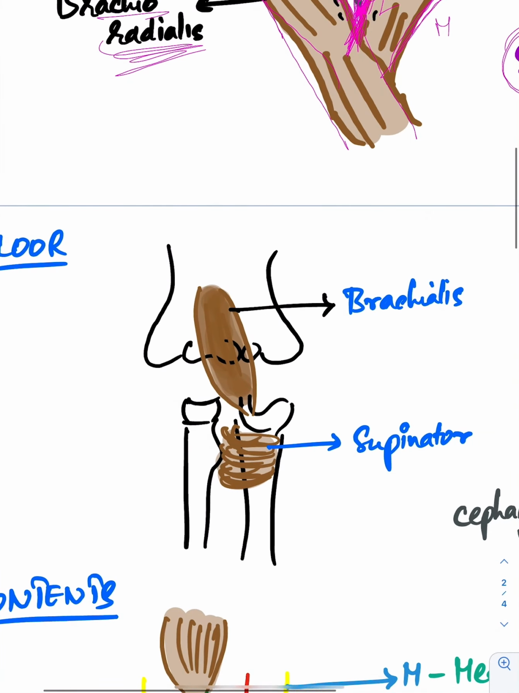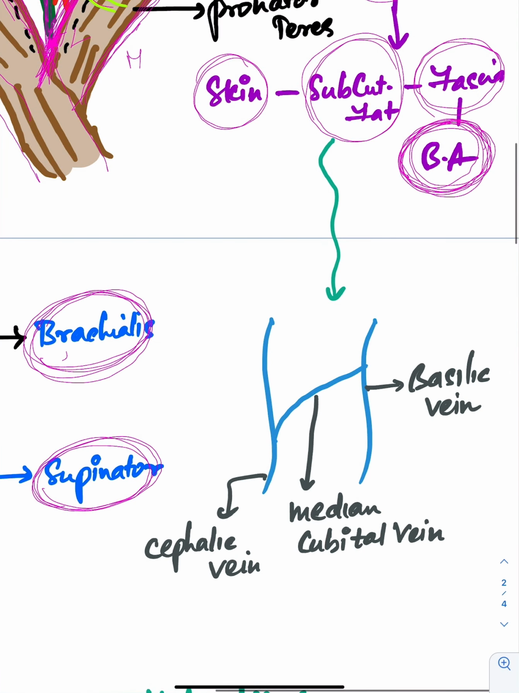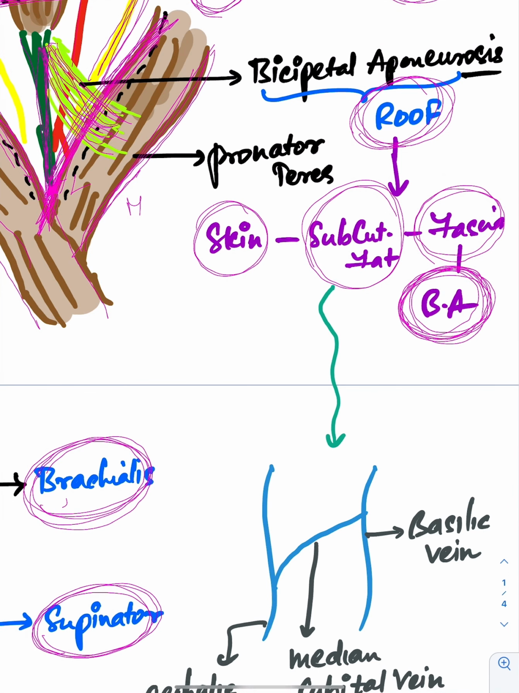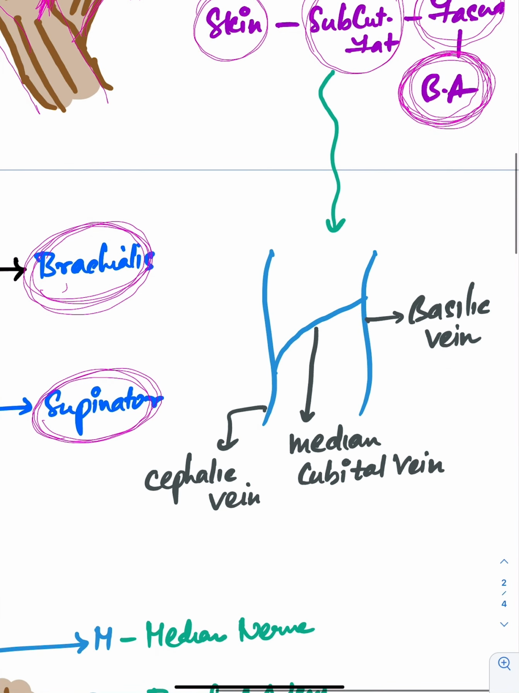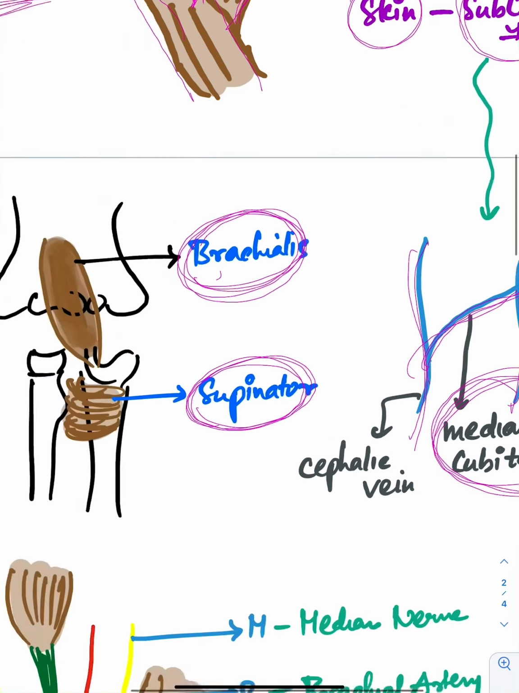And now what about the floor? The floor is formed by the brachialis muscle proximally and the supinator muscle distally. In the roof, you also can find some superficial veins which are clinically very important, namely the median cubital vein, which will be connecting the cephalic vein laterally and the basilic vein medially. So this is the median cubital vein which is seen in the roof region.